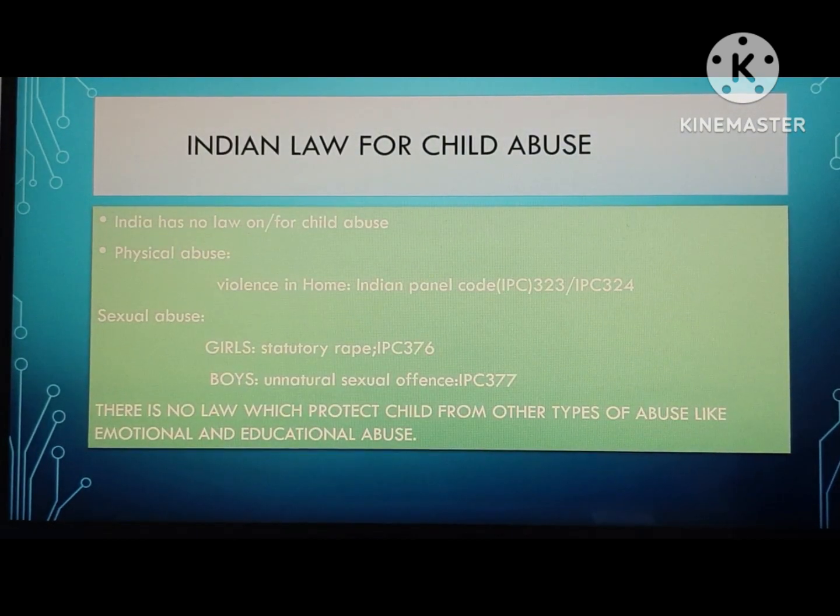Indian law for child abuse. India has no specific law for child abuse, physical abuse, sexual abuse. In physical abuse, violence in home, Indian Penal Code IPC 323 and IPC 324. Sexual abuse, if it occurs in girls, then statutory rape IPC 376. In boys, unnatural sexual offense IPC 377. There is no law which protects children from other types of abuse like emotional and educational abuse. Only these two categories have been identified and reported.